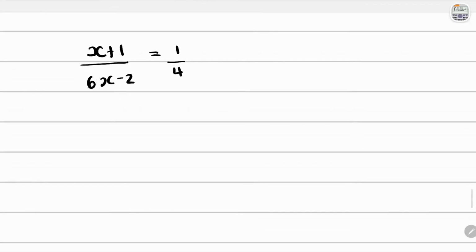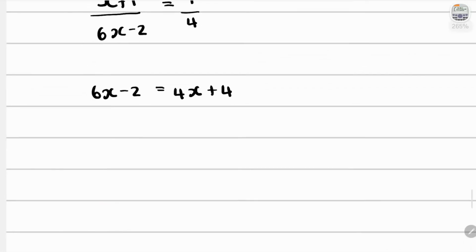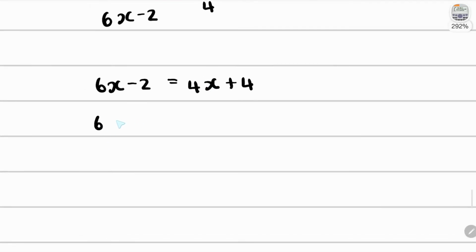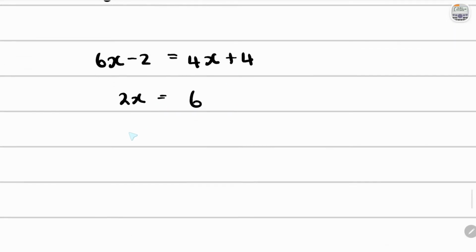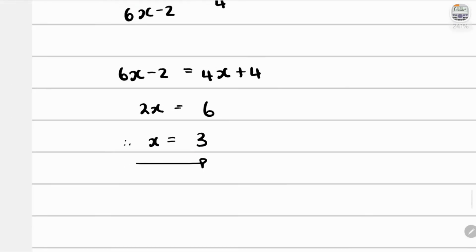And now we can solve for x. So we can cross multiply straight away. Let's multiply those two together first. So 6x minus 2 is equal to, and if you say this times 4, remember this is one term, it must multiply with both terms. So 4 times x is 4x, times 1 is positive 4. Then transpose everything with x. So 6x minus 4x, which is 2x, is equal to 4 plus 2, which is 6. And if you divide both sides by 2, x is therefore equal to 3. And that is our answer.